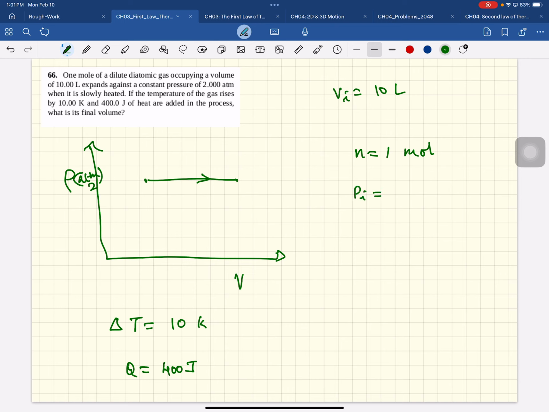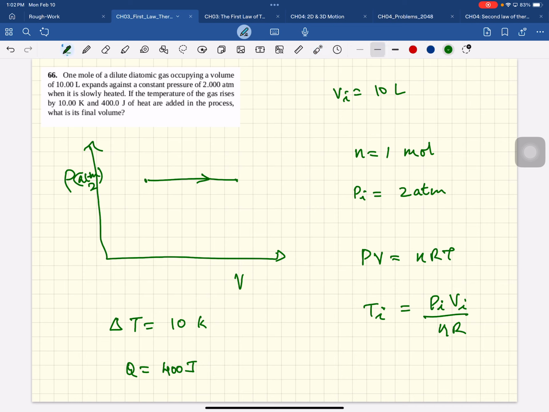Initial pressure is 2 atmospheres. So let's find the initial temperature. PV equals nRT. We can calculate the initial temperature, and then they give you the final temperature. Well, it's 10 degrees higher, and then we can calculate the final volume.